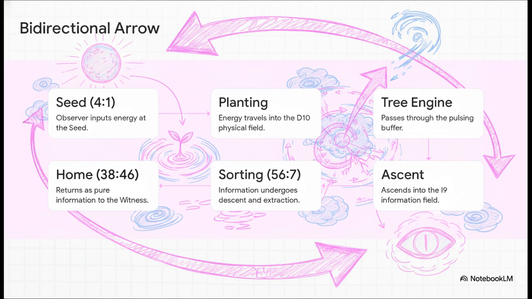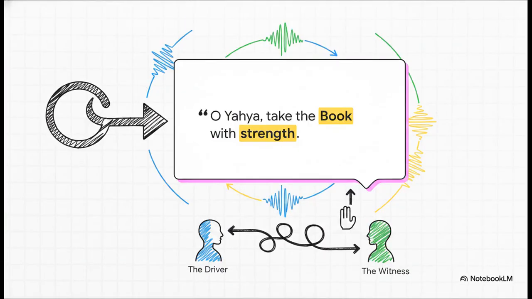Then it ascends up into the I9 field via the Yaruju ascent and the 61-6 inspiration. It goes through the intense 57 sorting, and finally it returns as pure light and information to the witness singularity at its 3846 home. It's a massive continuous loop. But here is the kicker. This massive engine requires an actuator. According to the text, coordinate 1912, O Yahya, take the book with strength, is not just some historical quote.